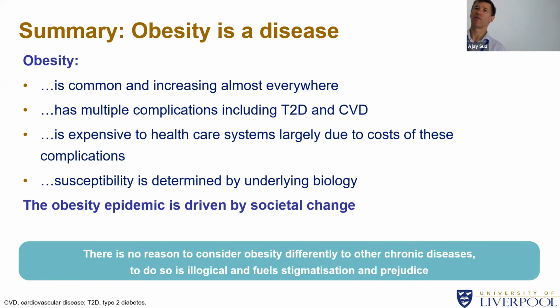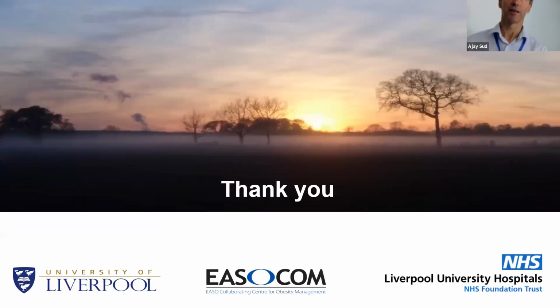But the reason why we've got an epidemic is because of the changes that have happened in society. And we're going to have to do some pretty fundamental things to our society if we're going to reverse those trends. But in the meantime, I think we have to think about obesity as a disease that we think about just the same as every other disease that we treat, which means that we need to find the funds to appropriately support and treat people living with this disease. That is my last slide.